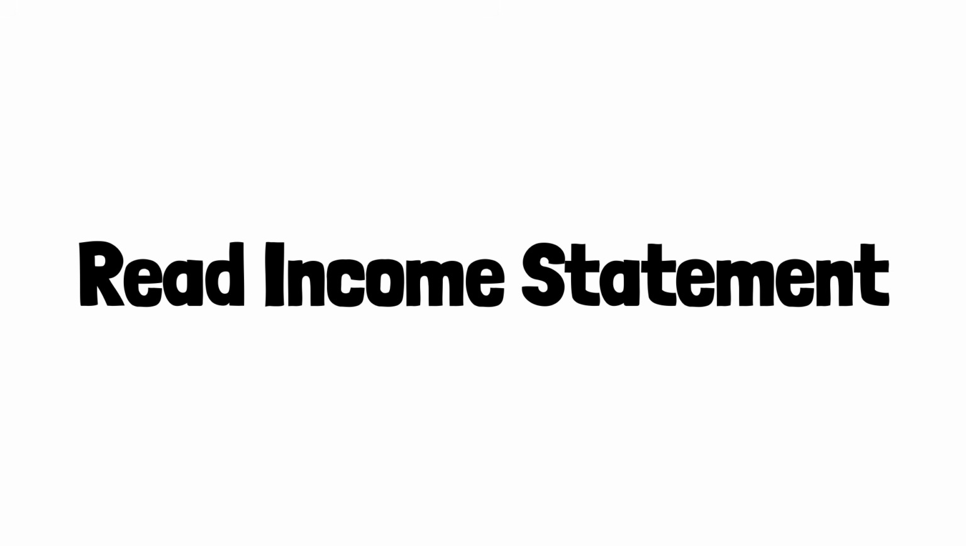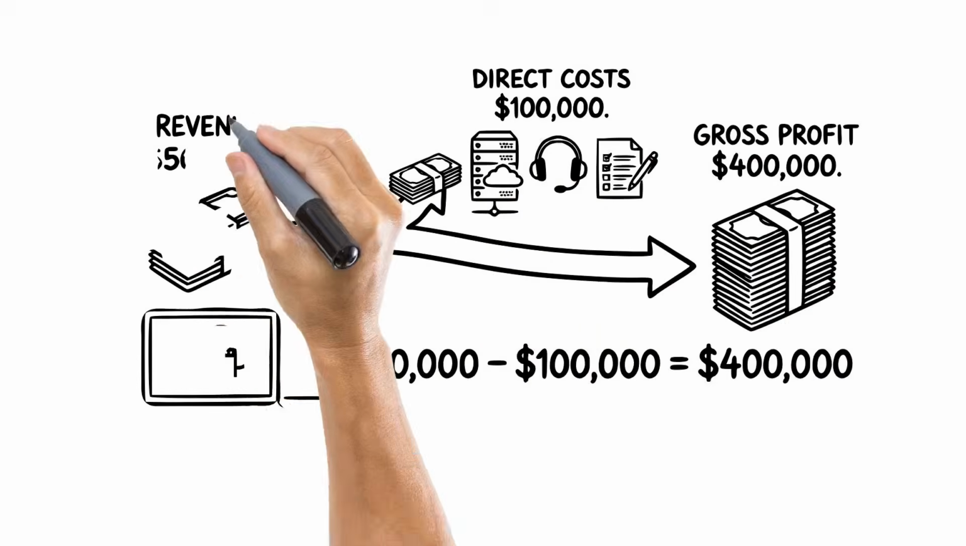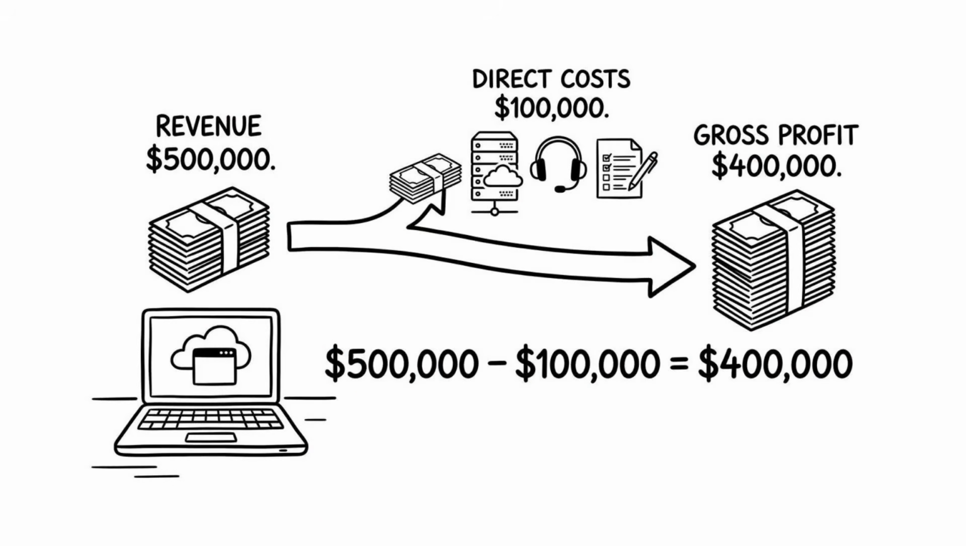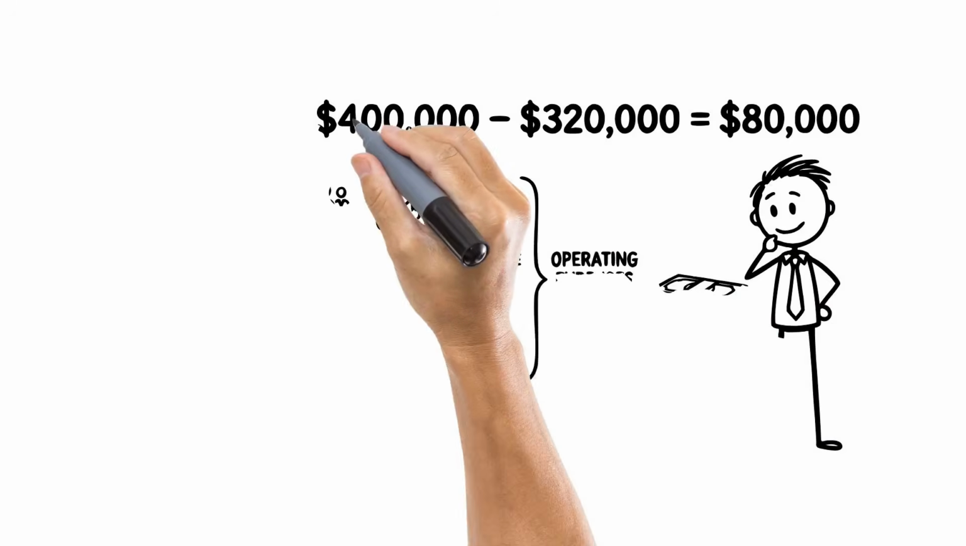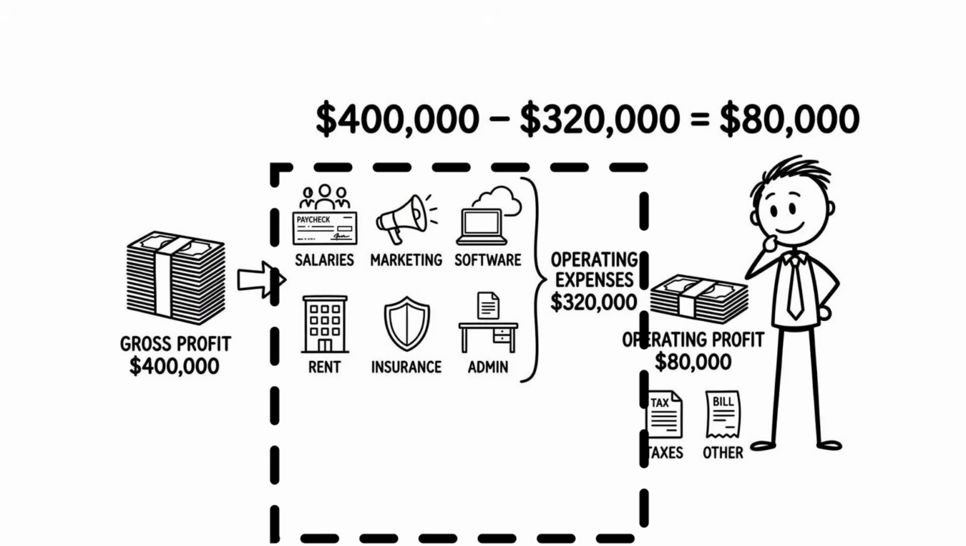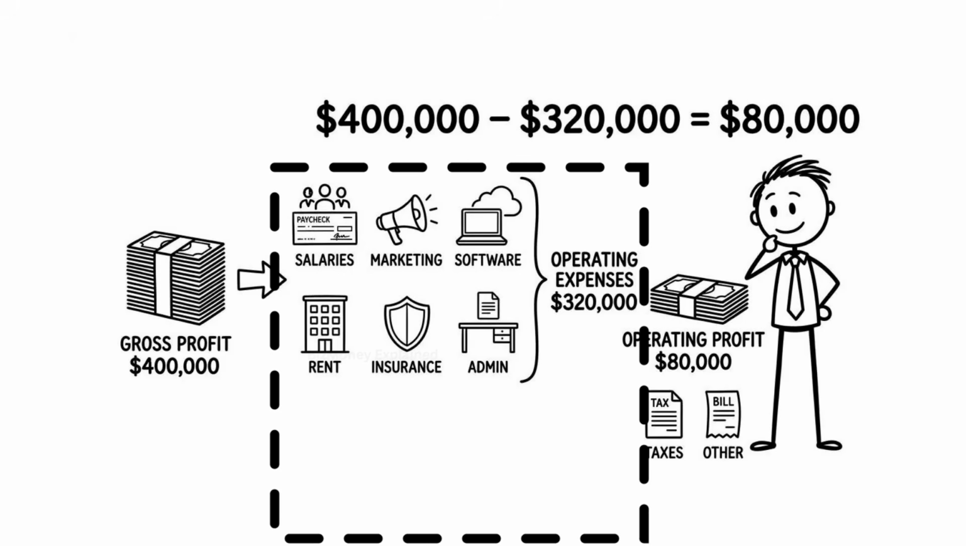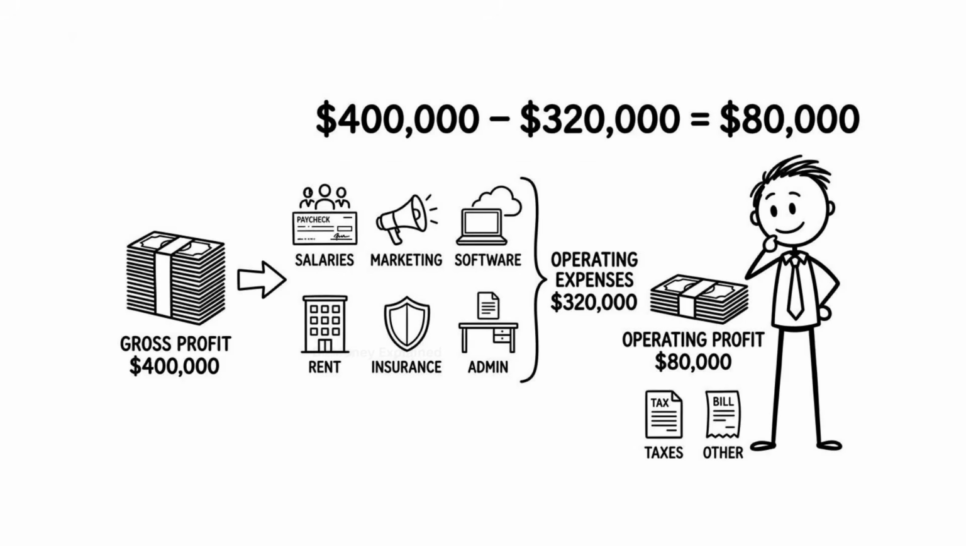Read the income statement. Imagine a software company reports $500,000 in annual revenue. Direct service costs consume $100,000, leaving $400,000 of gross profit. Salaries, marketing, software, rent, insurance, and administrative expenses total $320,000. Approximately $80,000 remains as operating profit before certain additional items and taxes.